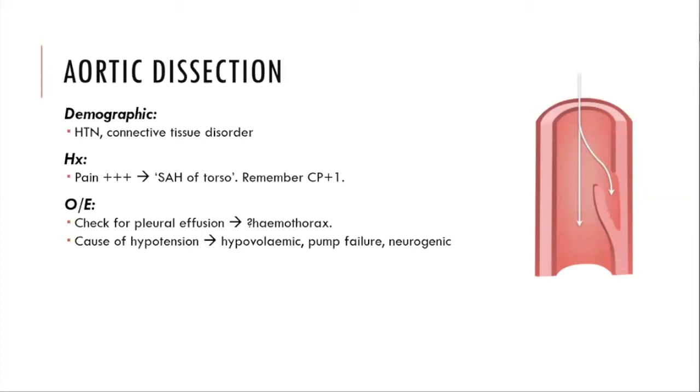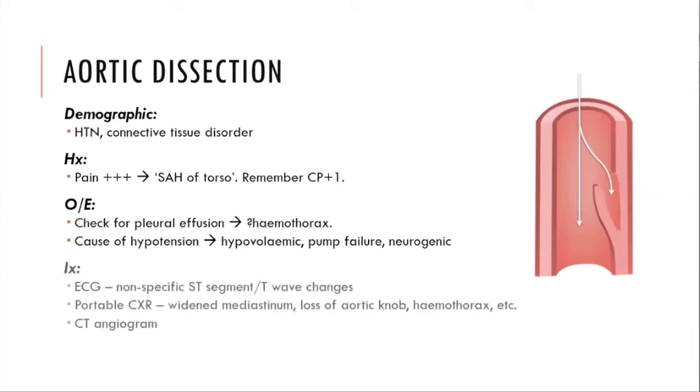So lots of reasons why they can have hypotension. Investigation-wise, ECGs often show non-specific ST segment and T-wave changes, so not that helpful, really. Portable chest X-ray, you might see a widened mediastinum, you might see loss of the aortic knob. I'll show you on the next slide what I mean by that.